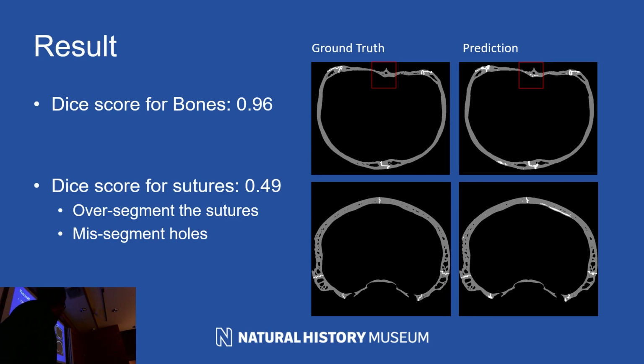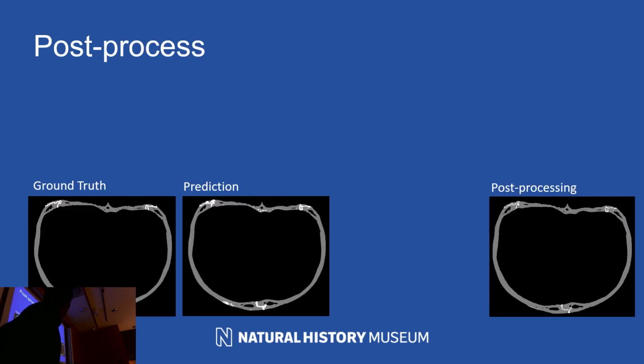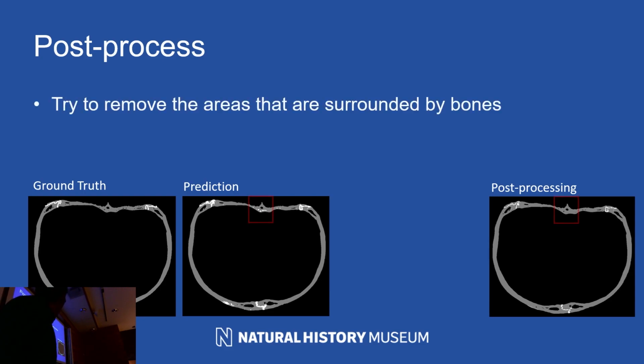But I found these are the challenges. So maybe not only using deep learning, but if we can get some of this result, I can do some post-processing. One post-processing step is, if a predicted suture area is completely covered by bone, which is easy to check with the OpenCV library, then I set it as a hole and just remove this part.